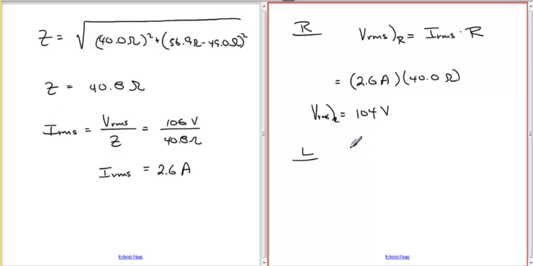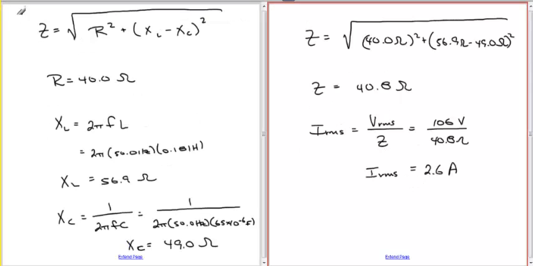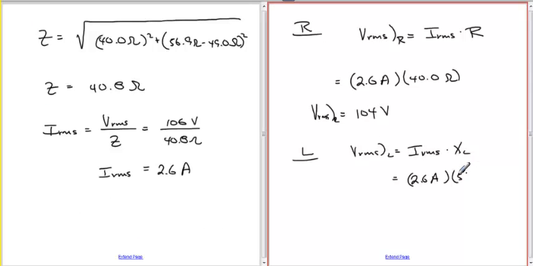Now across the inductor, V RMS for the inductor, I'll say L stands for inductor, is again the current, 2.6 amps. Well, let me put it symbolically first. It's going to be I RMS times X sub L. So the current is still 2.6 amps times the reactance of the inductor, which turned out to be 56.9. So we get 2.6 times 56.9, and I get 148 volts. So V RMS across the inductor is 148 volts.